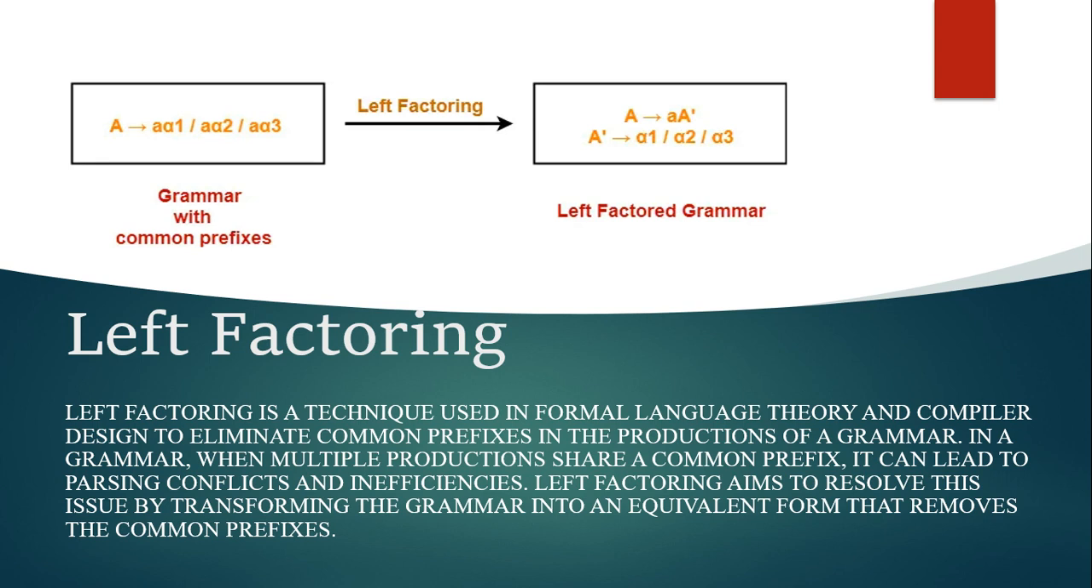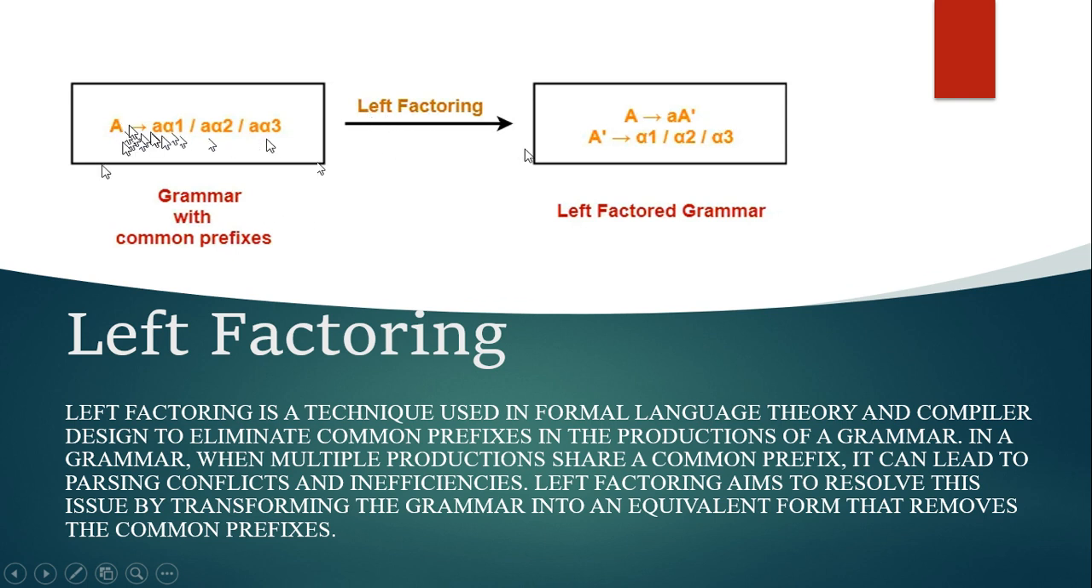Non-deterministic grammar is nothing but a grammar which has more than one state. Like here in the example, A has A alpha 1, A alpha 2 and A alpha 3. Here there is a conflict about where A should go. After A, it could go to alpha 1, alpha 2 or alpha 3. So these are the three states which this capital A has, and so it is a non-deterministic grammar.